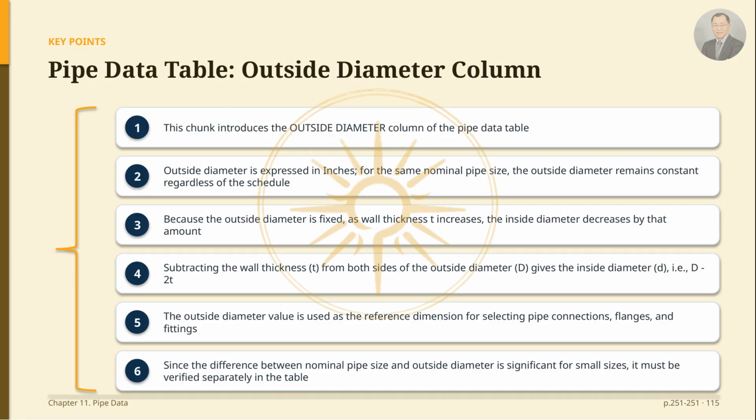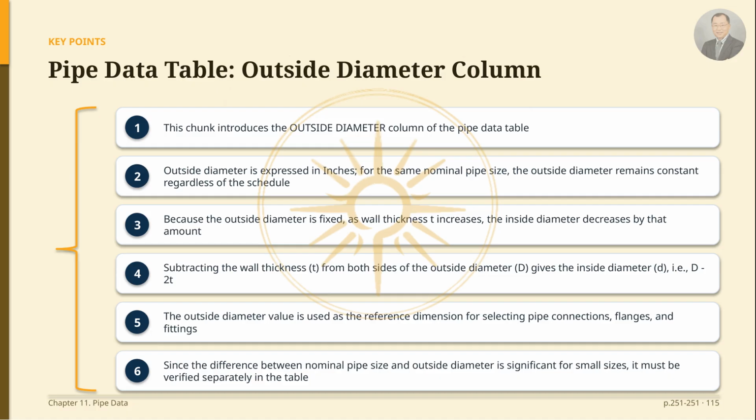The outside diameter is expressed in inches. One point that must be emphasized is that for the same nominal pipe size, the outside diameter remains constant regardless of the schedule. Because the outside diameter is fixed this way, as the wall thickness, T, increases, the internal space decreases, resulting in a reduction of the inside diameter. In terms of a formula, if you subtract the wall thickness, T, twice from the outside diameter, D, in other words, D minus 2T, you get the inside diameter, d.